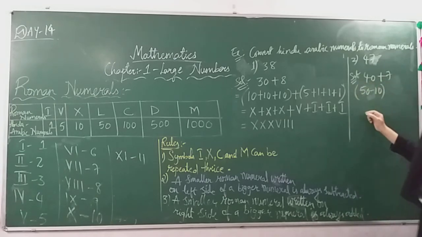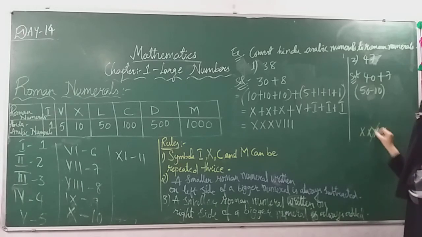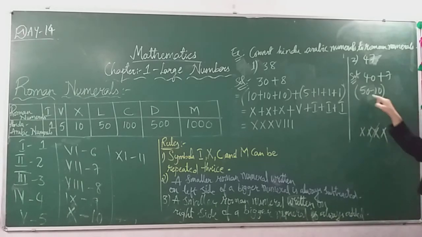That's why we can't write 40 directly as X. We can't write that, this is wrong. For that reason, I am doing 50 minus 10. That is 40. For 7, how can we write it, students? 5 plus 1 plus 1. 50 minus 10, 40. But how can we represent it in our Roman numerals?